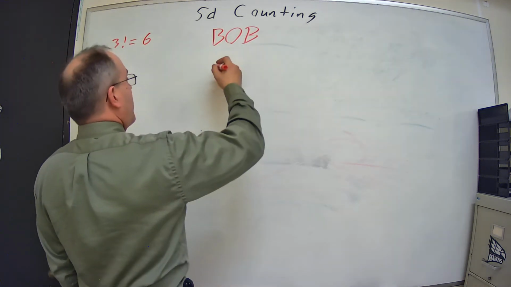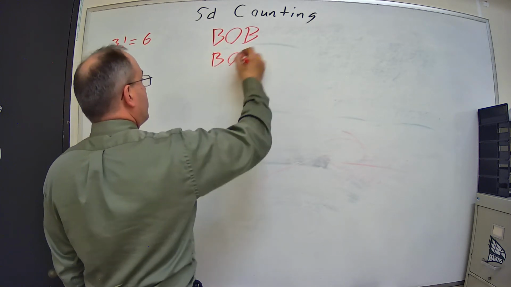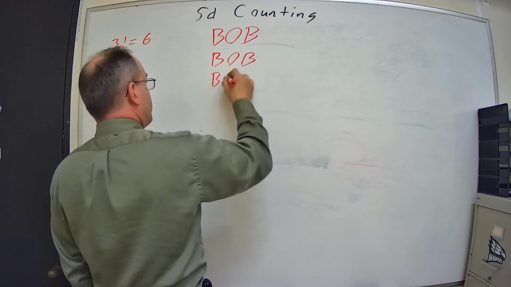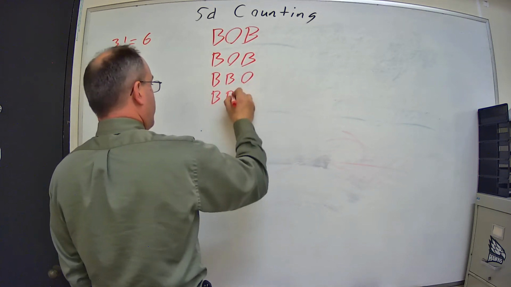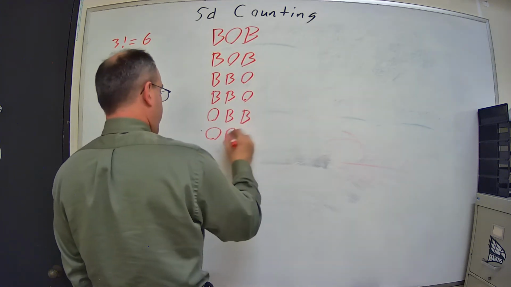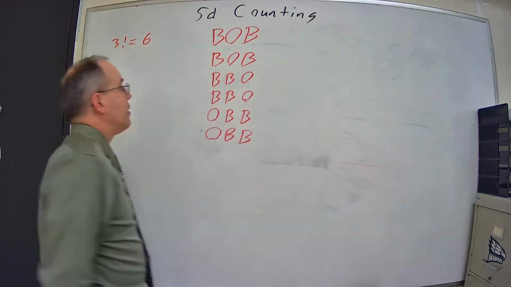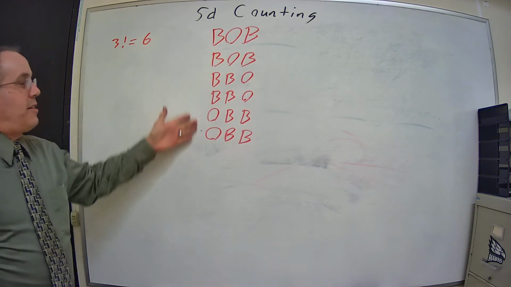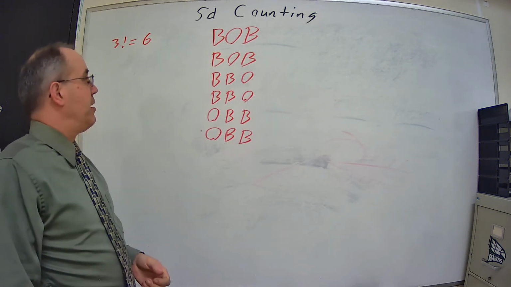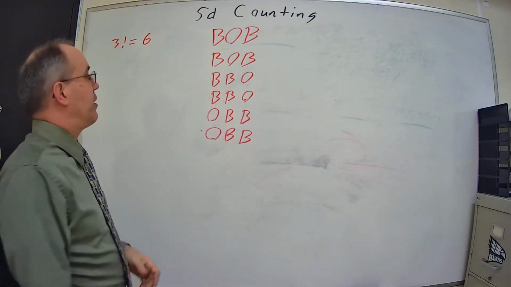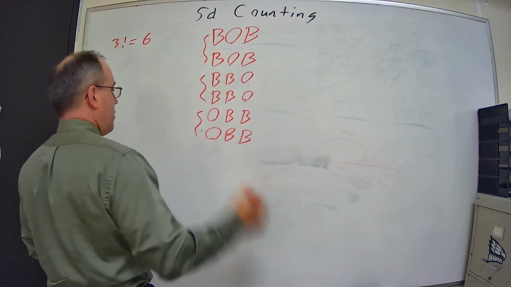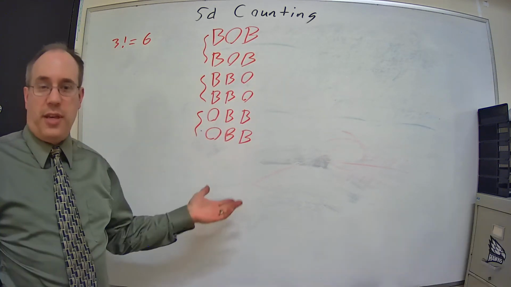Okay, so let's list them out. So there are my 6 ways that I can arrange the letters in the name Bob. Well, what's the problem here? It should be pretty obvious. We've got duplicates.